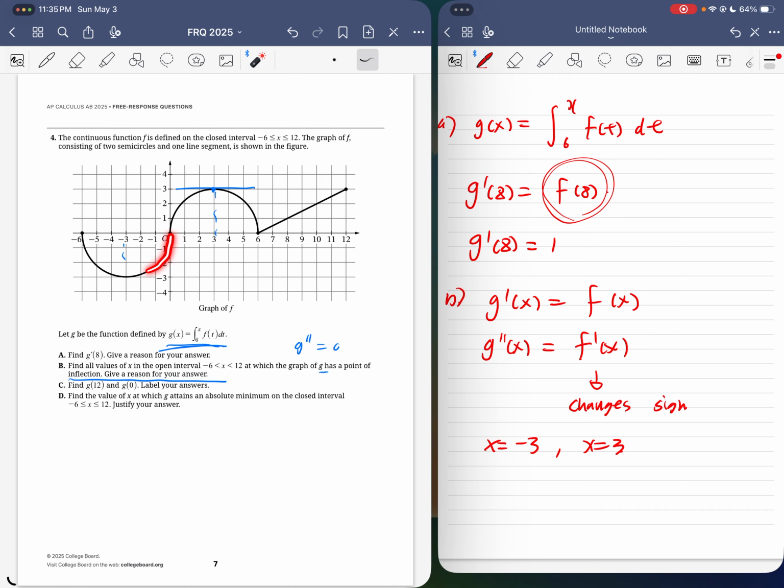This is still positive slope. This is still positive slope. But do you see this positive slope changes to negative slope? So that's another inflection point. And this negative slope suddenly changes to positive slope right here. So where x equals 6, that is also an inflection point. So that's it. We got these 3 points.